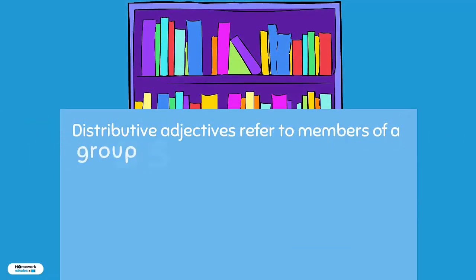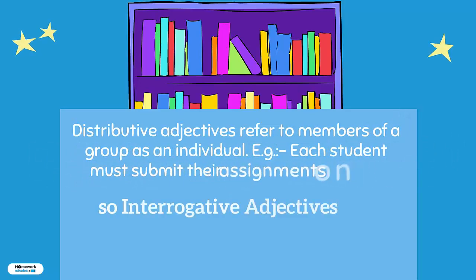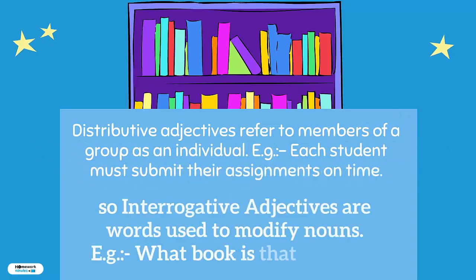Distributive adjectives refer to members of a group as an individual. E.g., student must submit their assignments on time. Interrogative adjectives are words used to modify nouns. E.g., what book is that for?